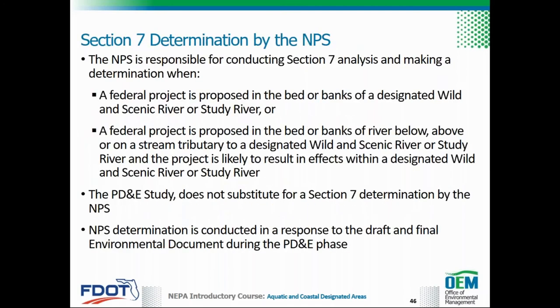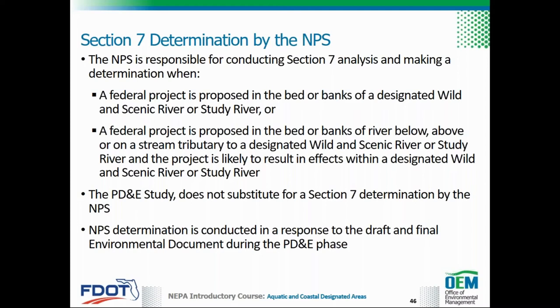The National Park Service is responsible for conducting Section 7 analysis and making a determination when a federal project is proposed in the bed or banks of a designated wild and scenic river or congressionally authorized study river, or a federal project is proposed in the bed or banks of a river below, above, or on a stream tributary to a designated wild and scenic river or congressionally authorized study river, and the project is likely to result in effects within a designated wild and scenic river or congressionally authorized study river.